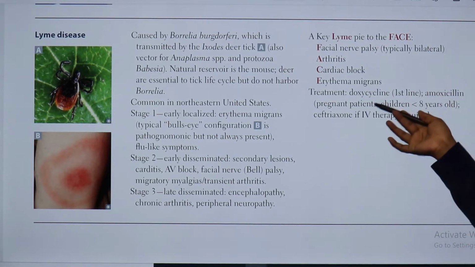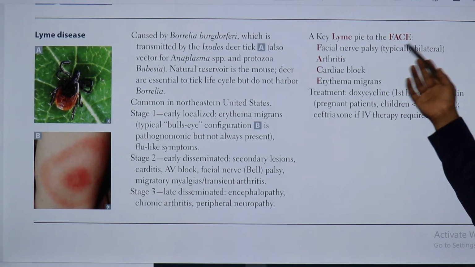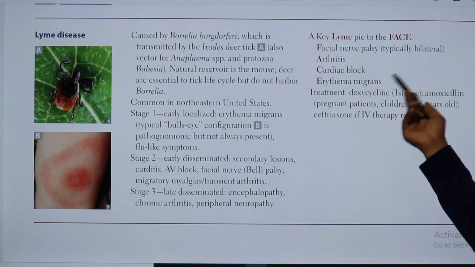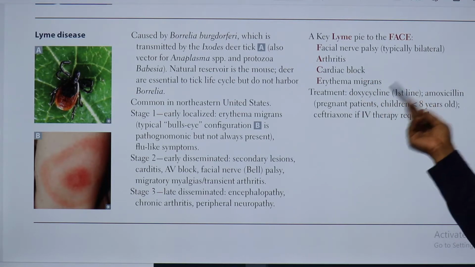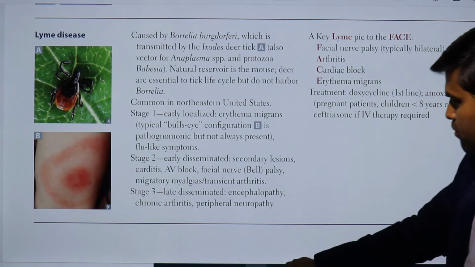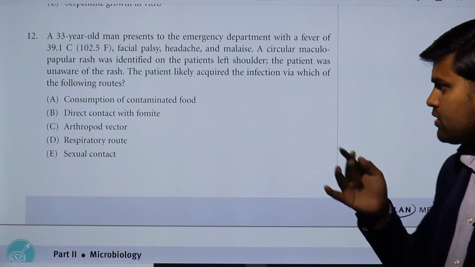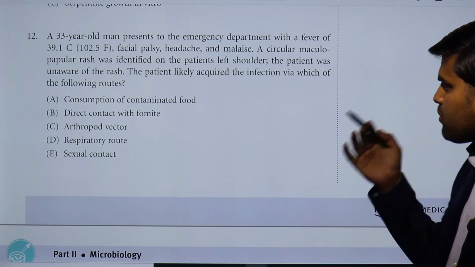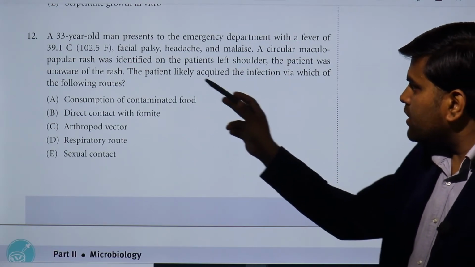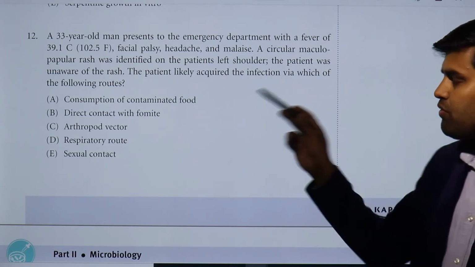So what was the formula? That is the Lyme pie to the face: facial nerve palsy, arthritis, cardiac block, erythema migrans, and treatment with doxycycline. Now on the basis of this information, they are not asking you all of this. They are asking something specific: the patient likely acquired the infection via which of the following routes.